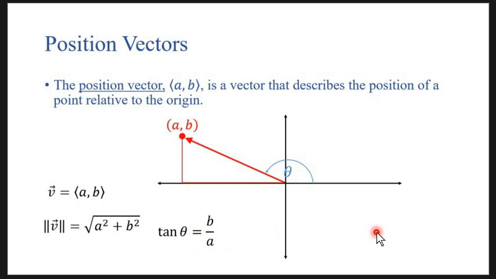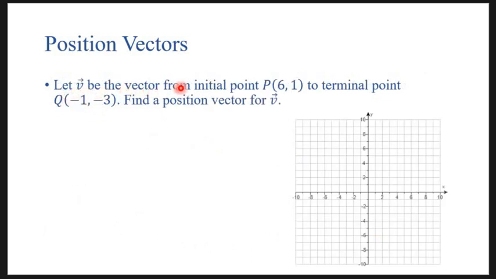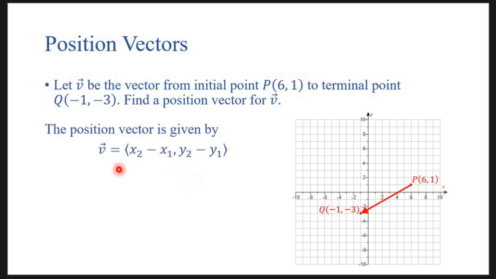Let's look at an example. Let the vector v be the vector from initial point P equals (6, 1), so that's this initial point, to terminal point Q equals (-1, -3), so that's this terminal point, so we're looking at this vector right here. And they want me to find a position vector. The formula for finding a position vector is this. The first component, A, is just the difference between the terminal point's x value and the initial point's x value, while the second component, B, is the difference between the terminal point's y value and the initial point's y value.